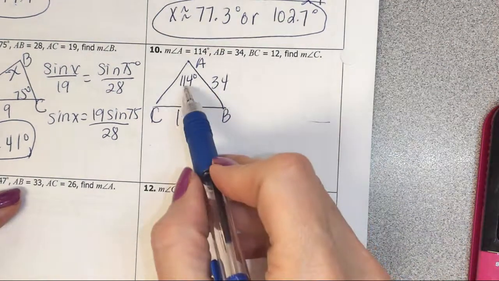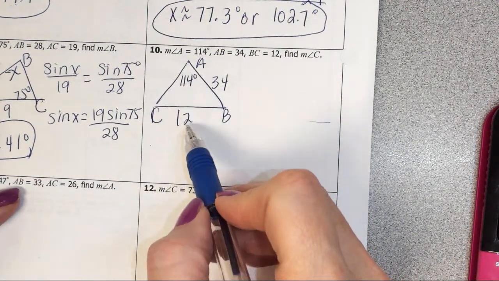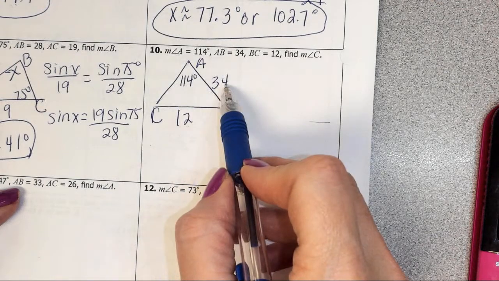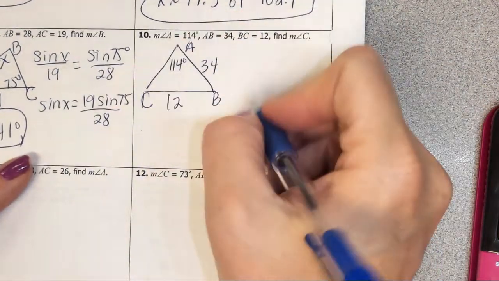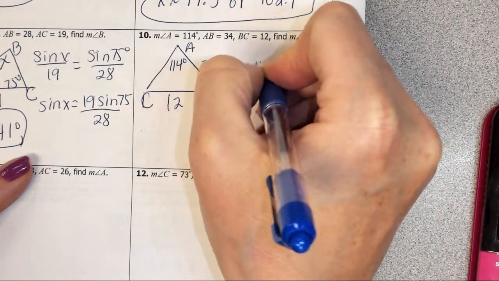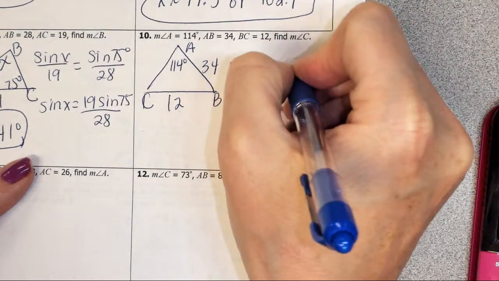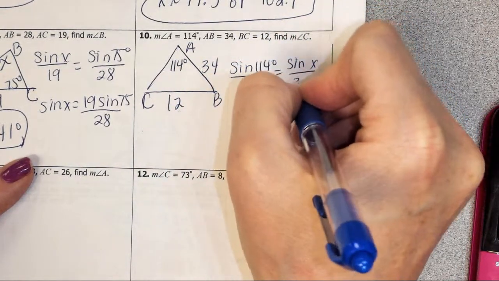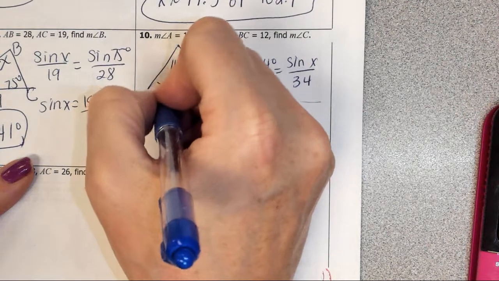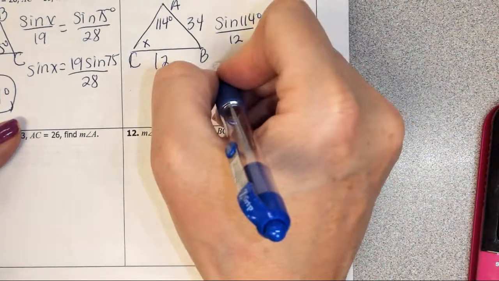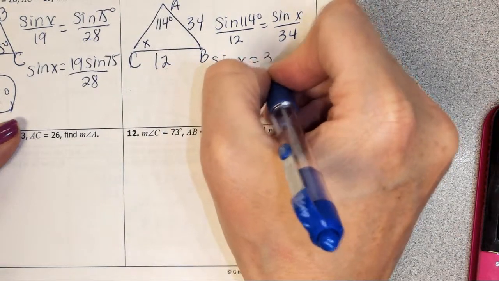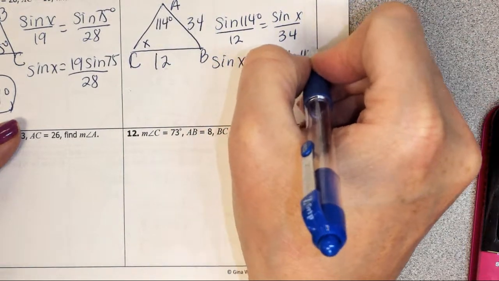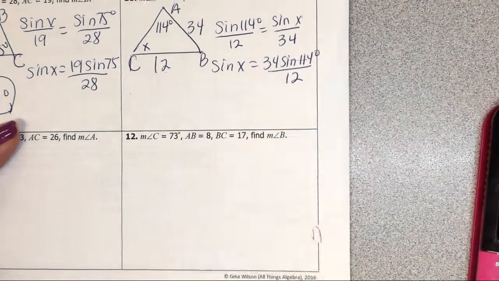Yeah. When I look at this, this angle is the largest one. This has to be the largest side. That side's larger. So I already know it's no solution. But let's look at how it will look mathematically. So I set this up. I go sine of 114 over 12, sine x over 34. So I'd cross multiply. I would get sine x equals 34 sine 114 over 12.